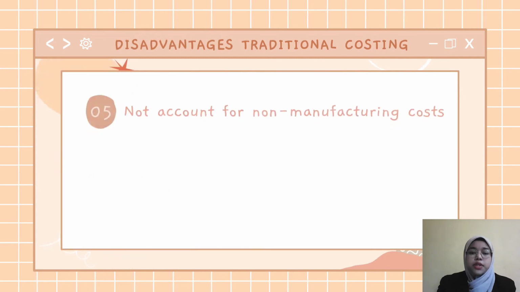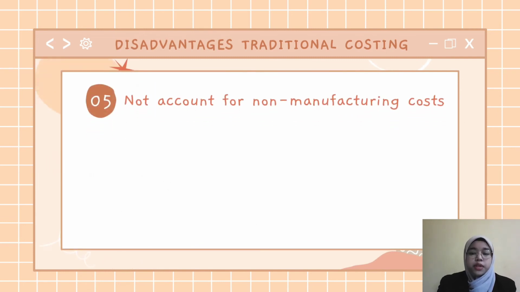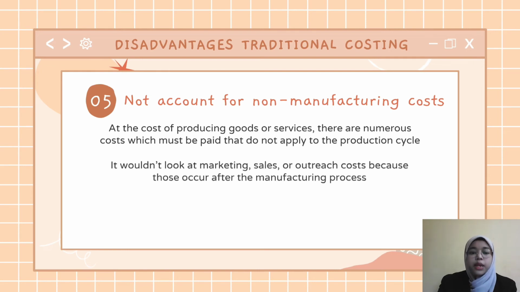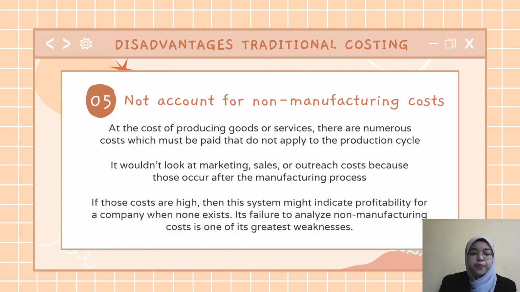Lastly, traditional costing does not account for non-manufacturing costs. Besides the cost of producing goods or services, there are numerous costs which must be paid that do not apply to the production cycle. It wouldn't look at marketing, sales, or outreach costs because those occur after the manufacturing process. If those costs are high, then the system might indicate profitability for a company when none exists. A failure to analyze non-manufacturing costs is one of its greatest weaknesses.